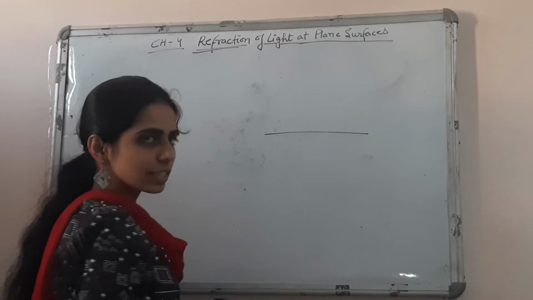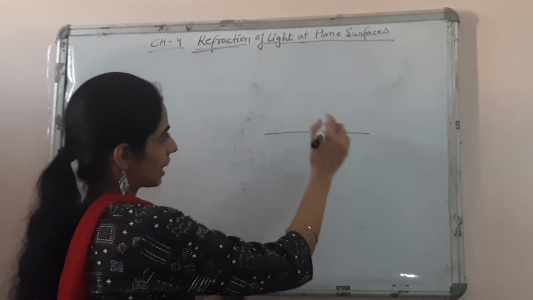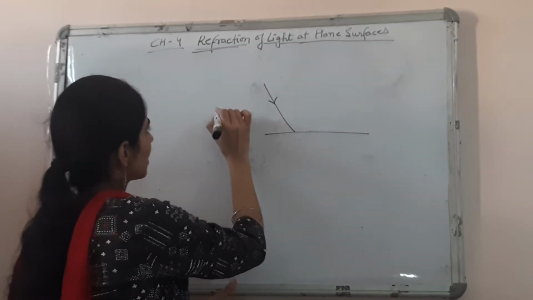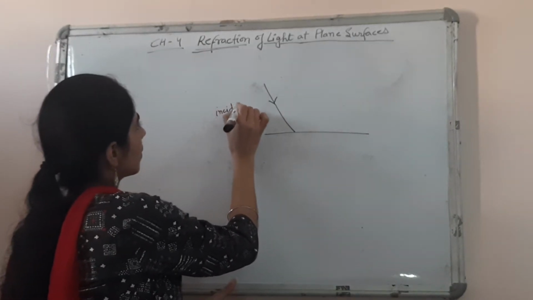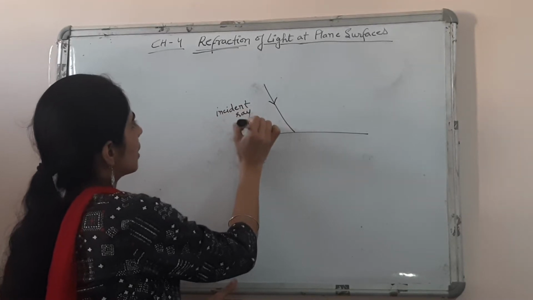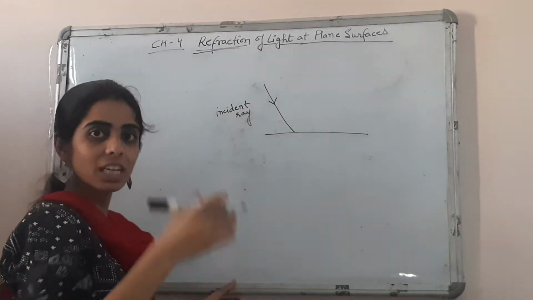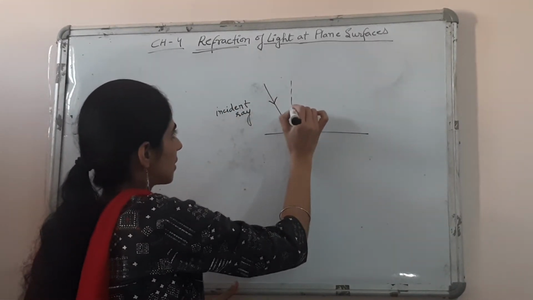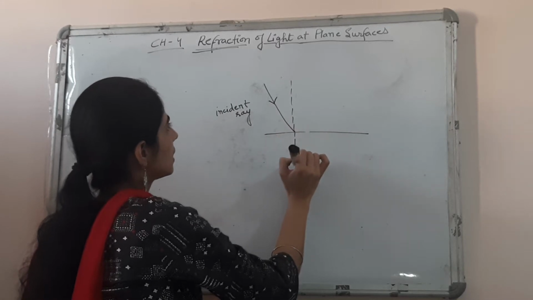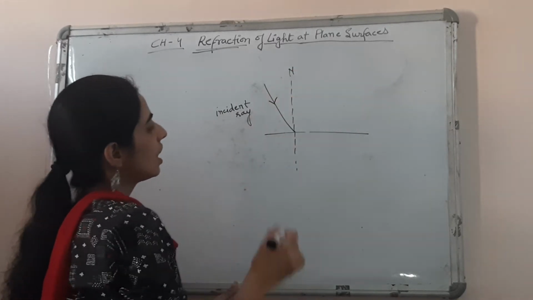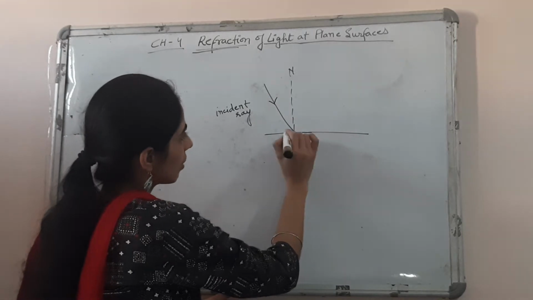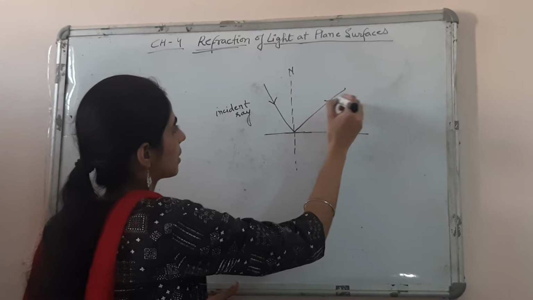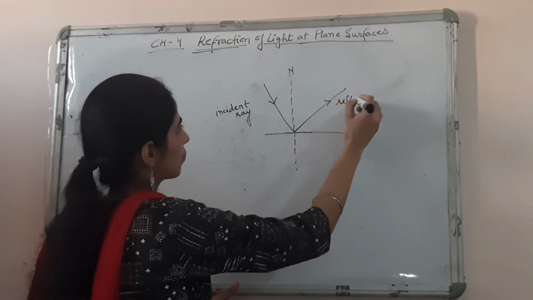Just imagine, children, that this is a surface and incident light falls. Now this is a technical term. What is incident light? The incident ray which is coming from the sun falls on the surface, and this is our normal. So simply we know that it will strike on this particular medium and it will go back like this, and this is our reflected ray.